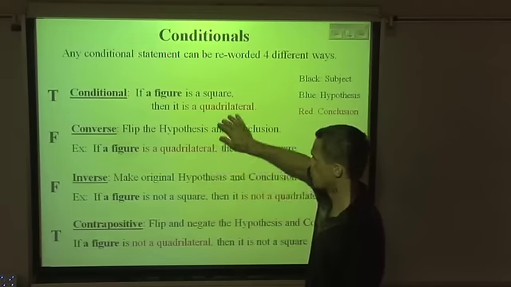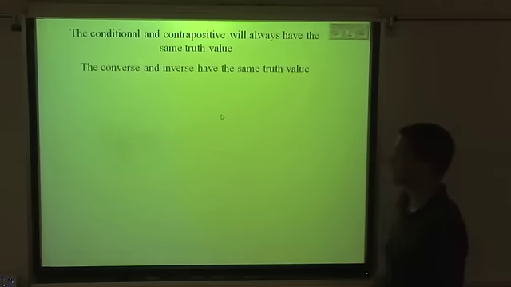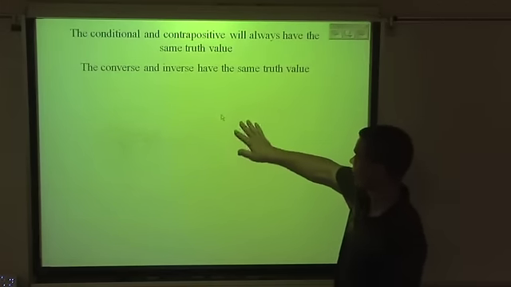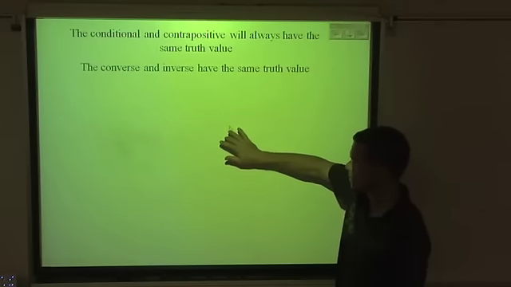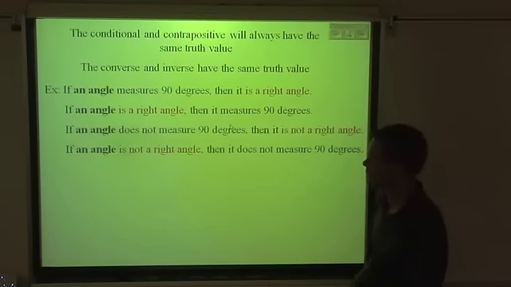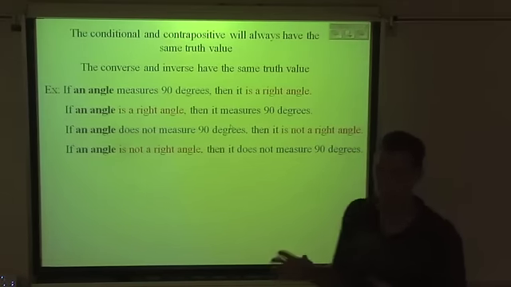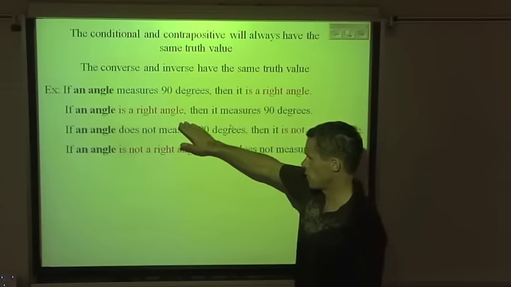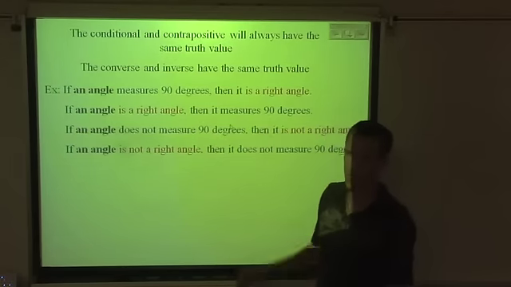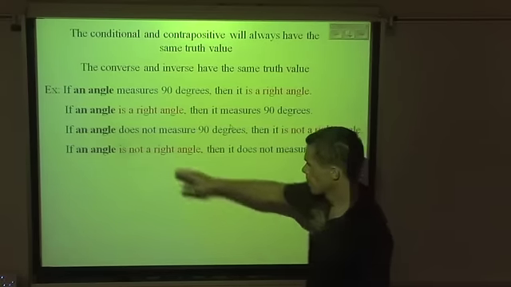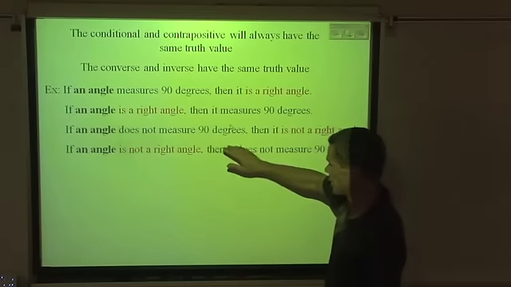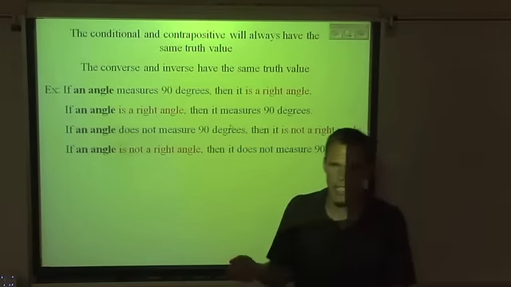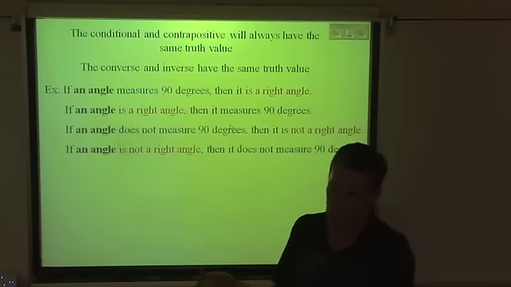Let's look at this some more. So, conditional and contrapositive will always have the same truth value. The converse and inverse have the same truth value as well. Statement: if an angle measures 90 degrees, then it is a right angle. True. If an angle is a right angle, then it measures 90 degrees. The converse is true. If an angle does not measure 90 degrees, then it is not a right angle. Well, if it doesn't measure 90 degrees, that would be measuring 70 degrees. It's not a right angle.